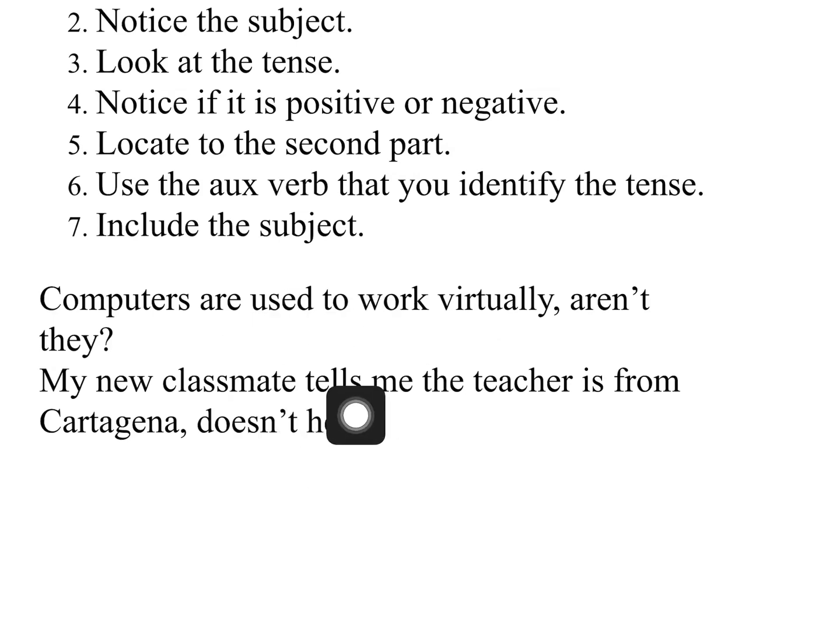So it is an action verb. We are going to use do. That it is a third person. Yep, doesn't. Why doesn't? Because it is positive and here is negative.